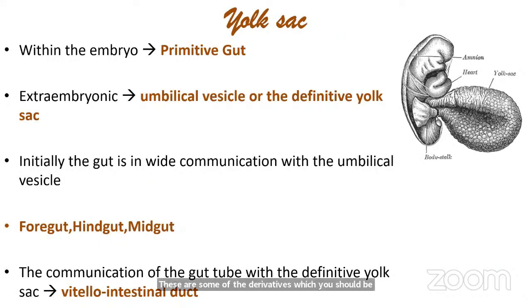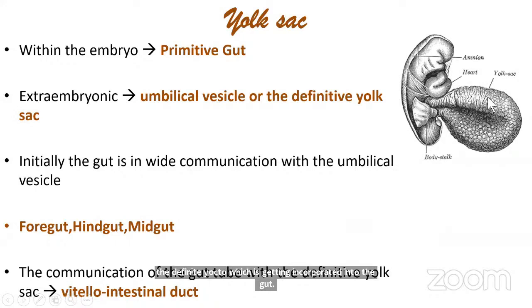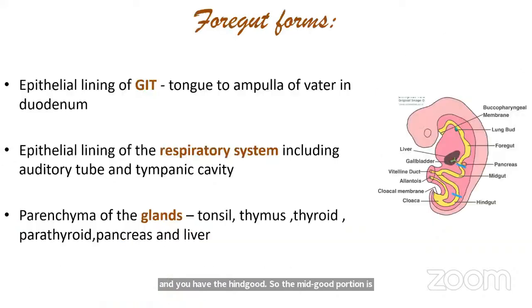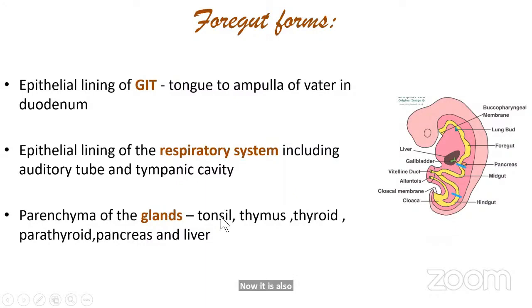Then something about the primitive gut, the extra embryonic umbilical vesicle or the definitive yolk sac. You can see the definitive yolk sac which is getting incorporated into the gut. You have the foregut, the midgut, and the hindgut. The midgut portion is actually communicating with the yolk sac through a communication that is known as the vitelointestinal duct. Now the epithelial lining of GIT, from tongue to ampulla of Vater in the duodenum, is forming the epithelial lining of GIT. It is also forming the epithelial lining of the respiratory system and some of the glands: tonsil, thymus, and thyroid.